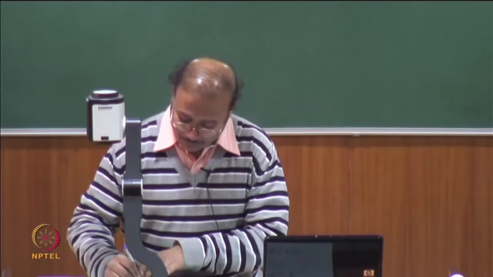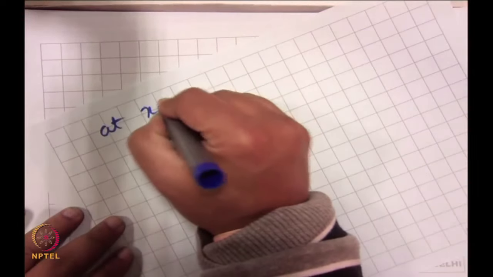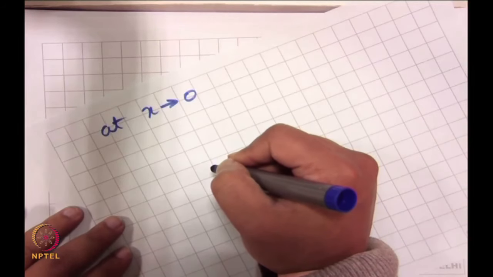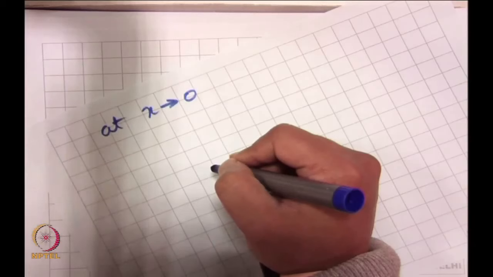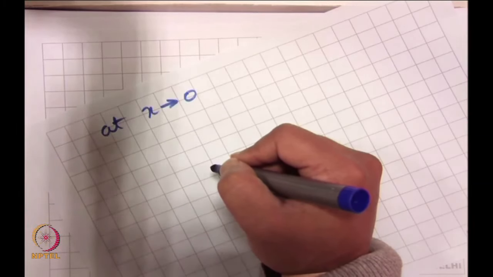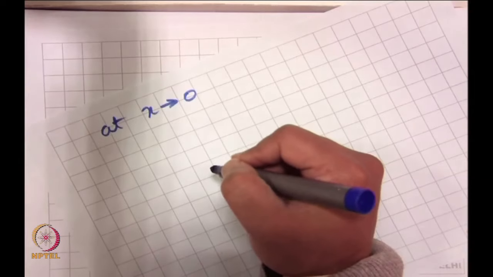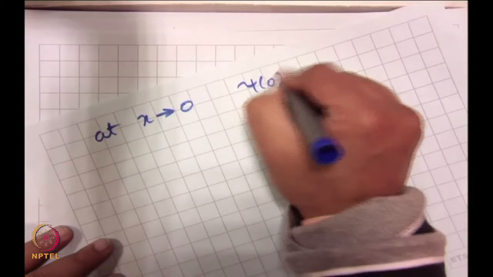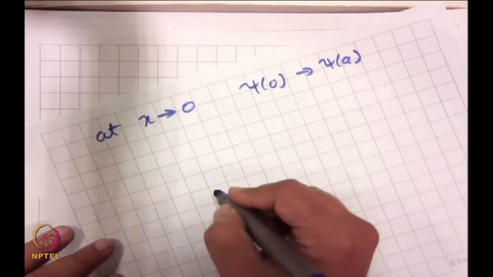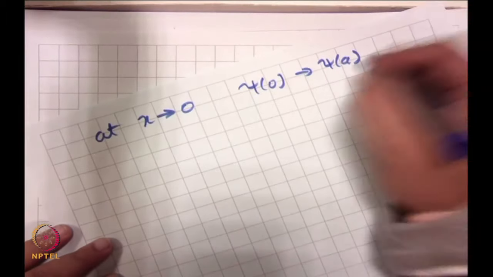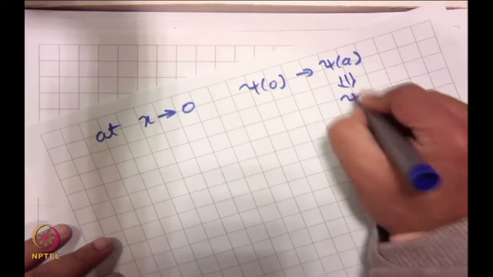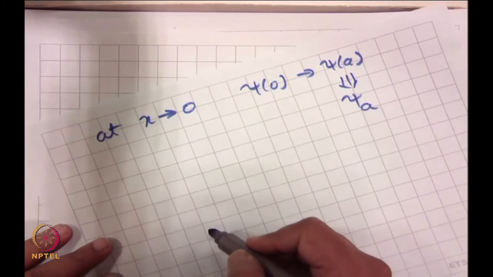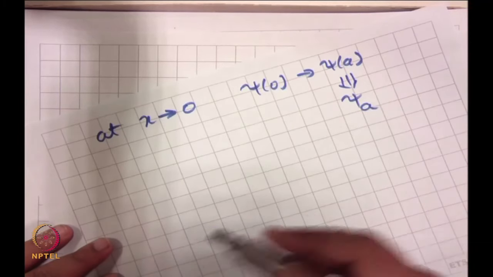The other point is now at x tends to 0. What do you mean by x tends to 0? That means you are right next to the plate, essentially on the plate. Then obviously the plate has its own charge or electrostatic potential. So here we say that at x tends to 0, psi tends to a potential, which I should write as psi a. It is not psi of a, it is a constant. This is the electrostatic potential which the charged plate gives out.